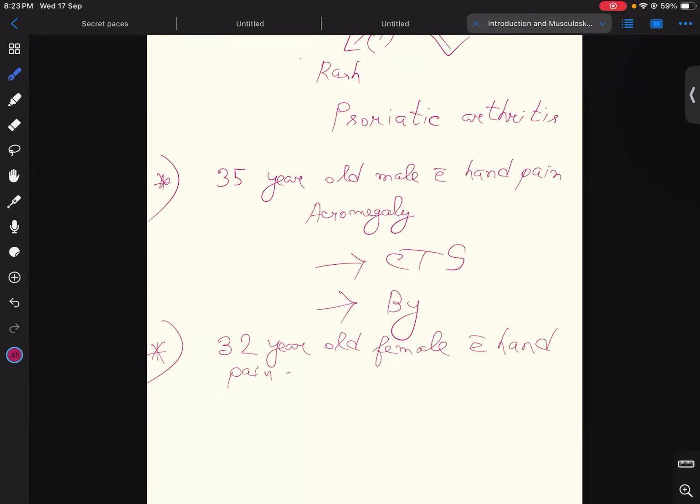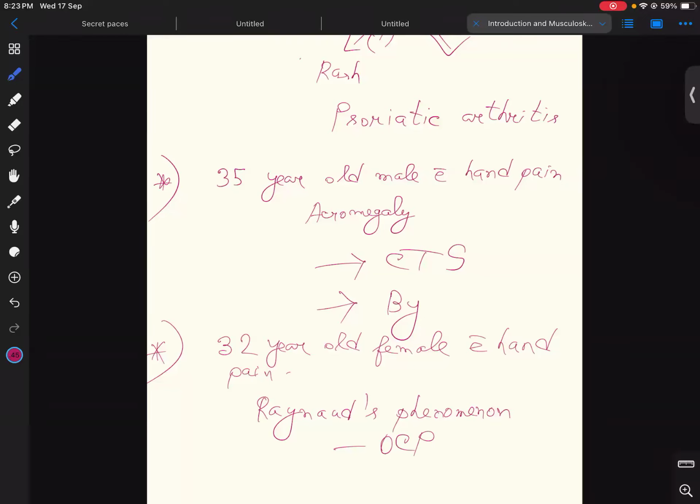So what can be the cause of hand pain in this patient? Systemic sclerosis. Yes, but what is the cause of hand pain? Raynaud's phenomenon. Yes, Raynaud's phenomenon. And she is taking atenolol for her blood pressure, and she is also taking OCP. So what safety netting are you going to tell her?